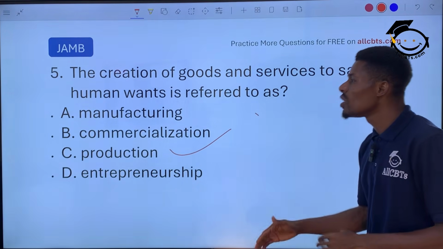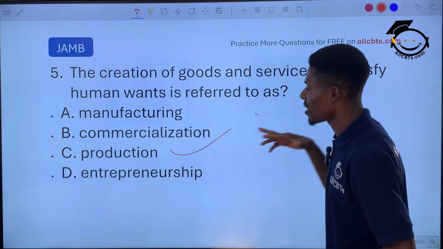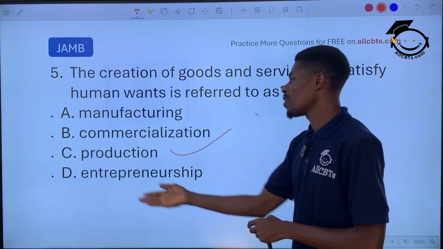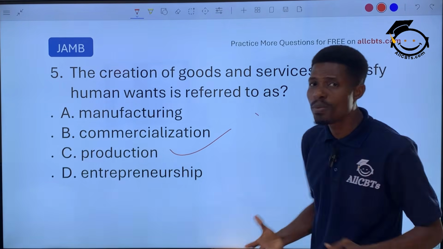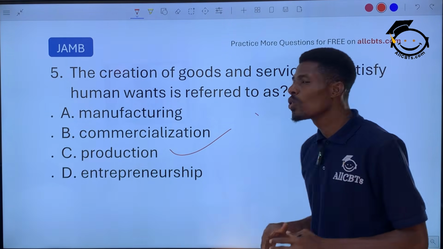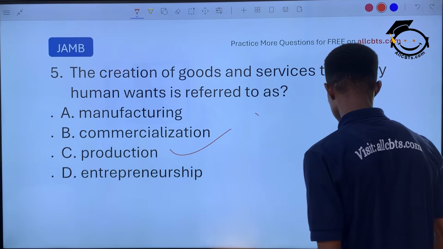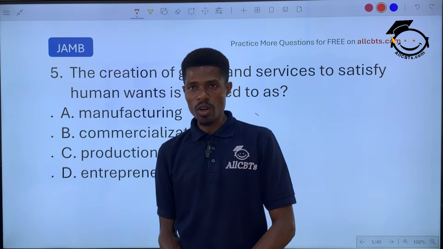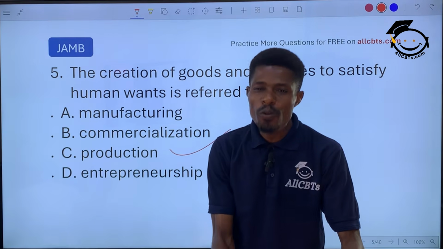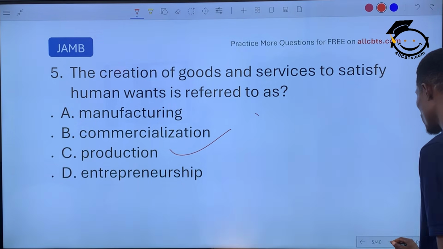So that's the difference between production, manufacturing, commercialization, and entrepreneurship. Entrepreneurship is talking about when one person comes up with a business, forms a business. Commercialization is when goods are taken to the markets. But production is talking about transforming goods from raw state to finished products, then moving them to where they are needed. That's the difference. So the correct answer is option C.